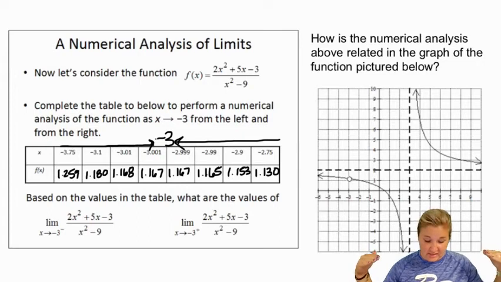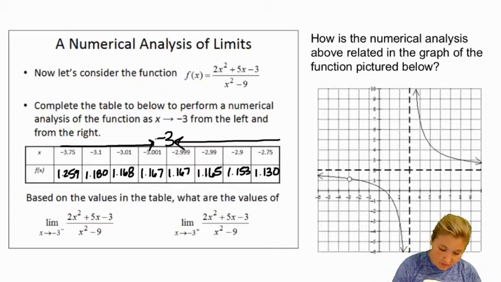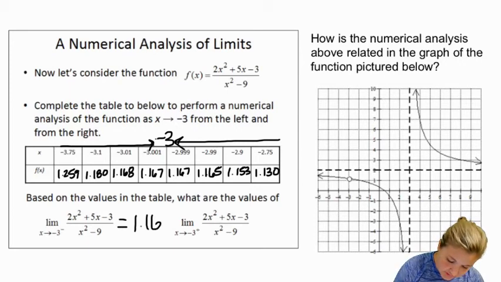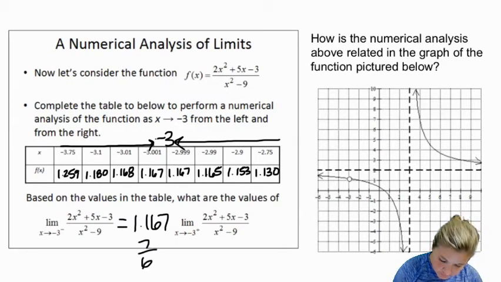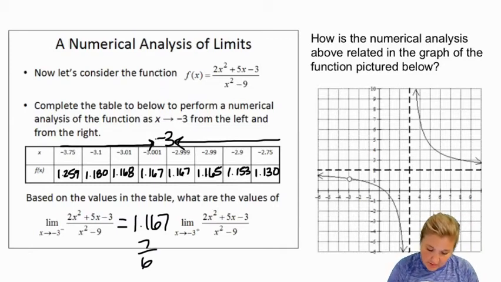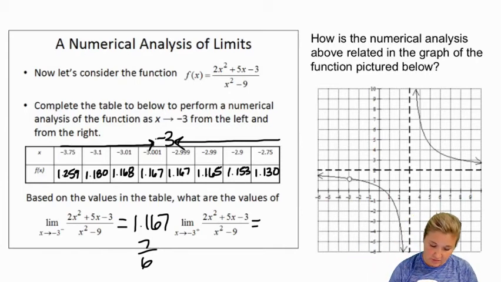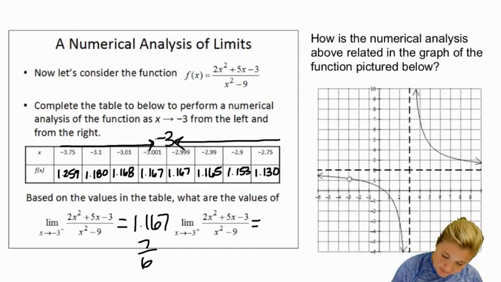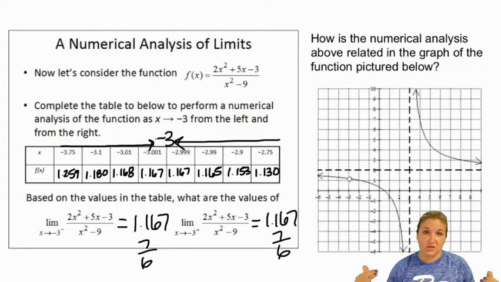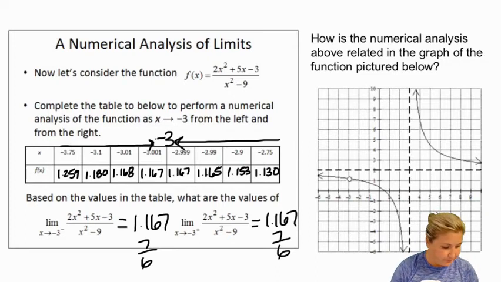As you can see, as these two values converge to negative 3, these numbers are getting really, really close to 1.167, which is also, you guessed it, 7/6. Same thing on the other side as it approaches the values from the right side. Numbers that are less than negative 3 are going to be 1.167, sorry, and that is, again, 7/6. So you can see that they're both approaching the same number.